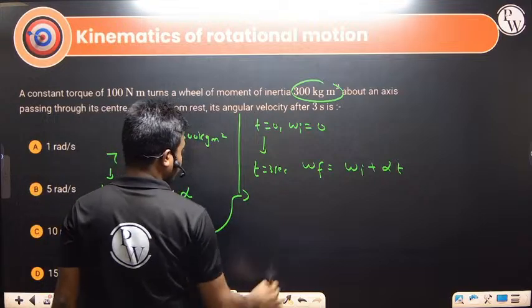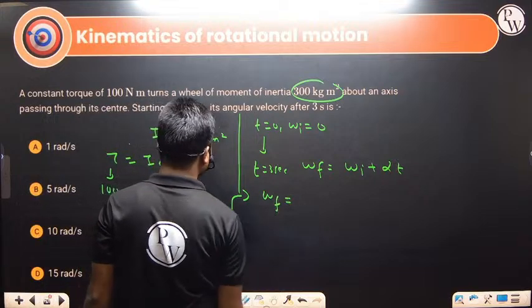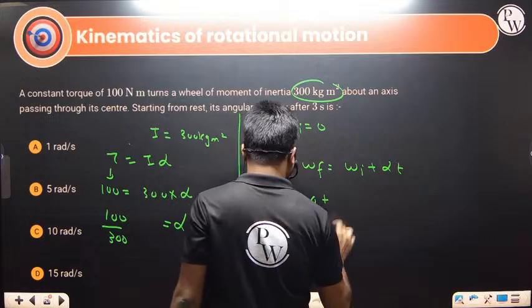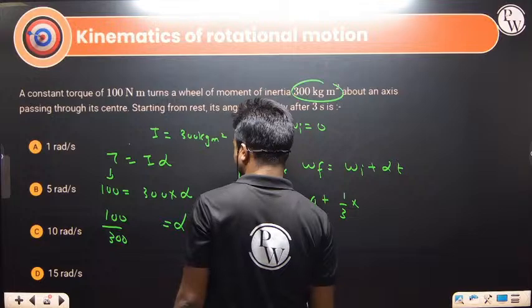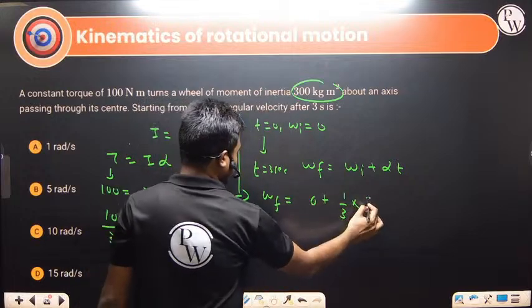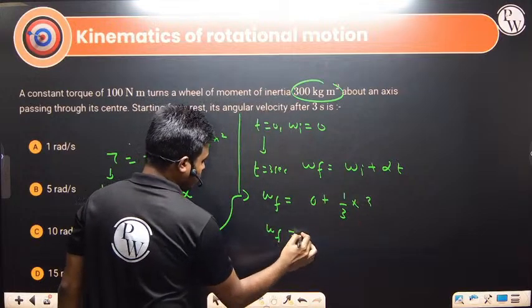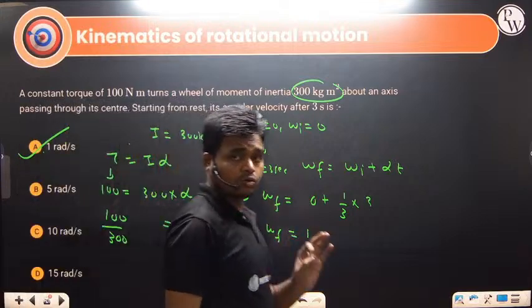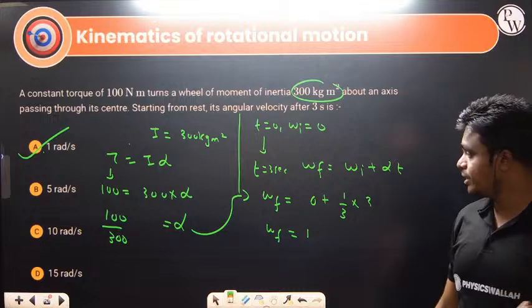If you put this in, omega final is given by omega initial, which is 0, plus 1 by 3 into time. What is the time? 3 seconds. So omega final is 1 radian per second. So the final angular velocity will be 1 radian per second.